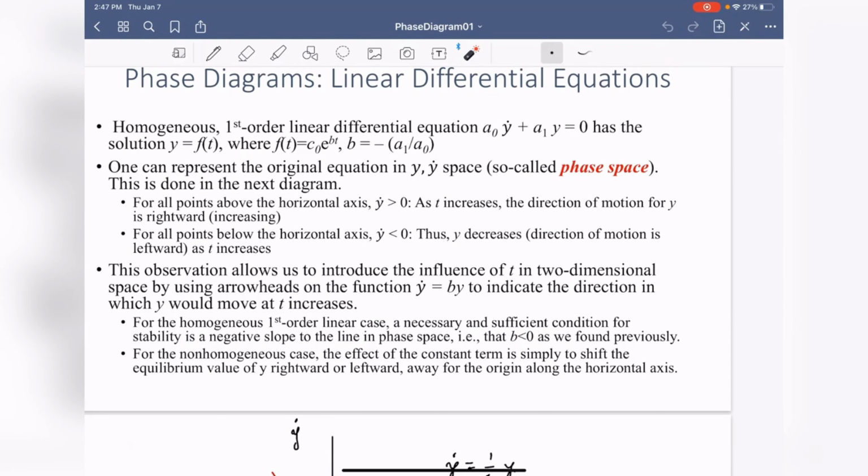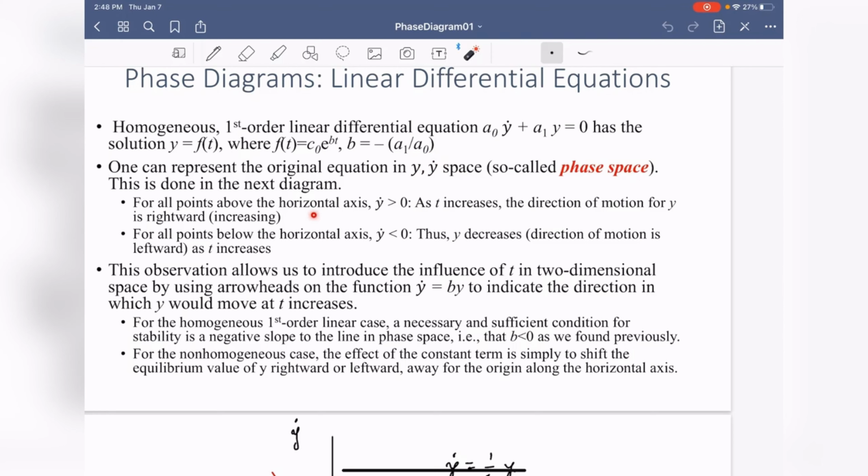So we look at a homogeneous first order linear differential equation, a0 y dot plus a1 y equals 0, and it has the solution that y is a function of t, where the function of t is equal to this initial value c0 times e to the power bt, where b is minus a1 over a0, so we take the negative of that. One can represent the original equation in y-dot space, sometimes referred to as phase space, and this is done in the diagram that we'll come to shortly.